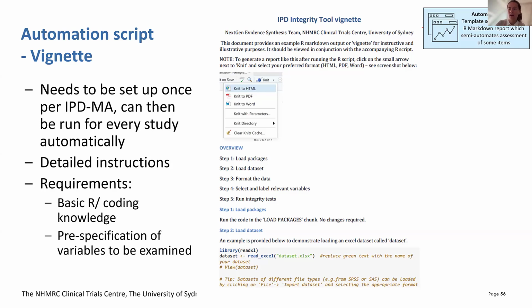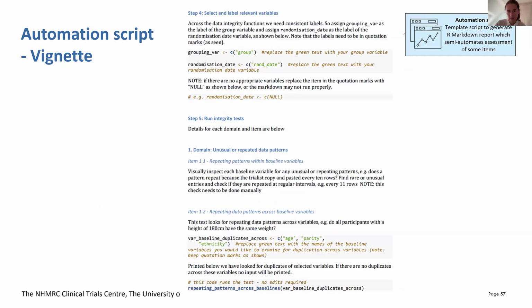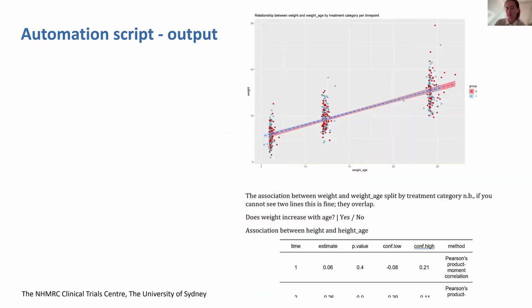And you need to think about which variables you want to pre-specify for the different domains. So, for example, when we're asking are expected variables correlated in your data set, you need to have a think about what these kind of correlations could be. Now, here it shows you a little bit further on step 4, where you select the different variables. So you basically just replace the green text with your group variable here, for example. So it gives you quite detailed instructions for that. And then I'll show you a little bit of the output this script gives you.